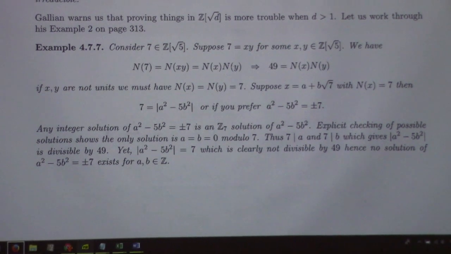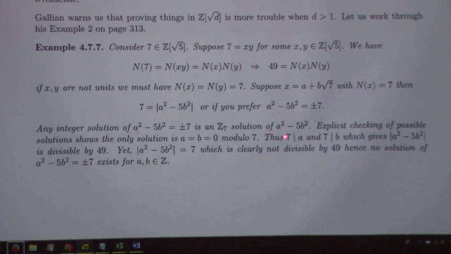Well, a convenient way to analyze that equation is to work mod 7. See, mod 7, we're trying to solve a squared minus 5b squared equal to 0. And so you can do explicit checking of possible solutions, in other words, sorting through 49 possibilities, because a and b have 7 choices each, 7 times 7, 49 possibles. If you work through it, though, the only thing that works is a and b both 0.